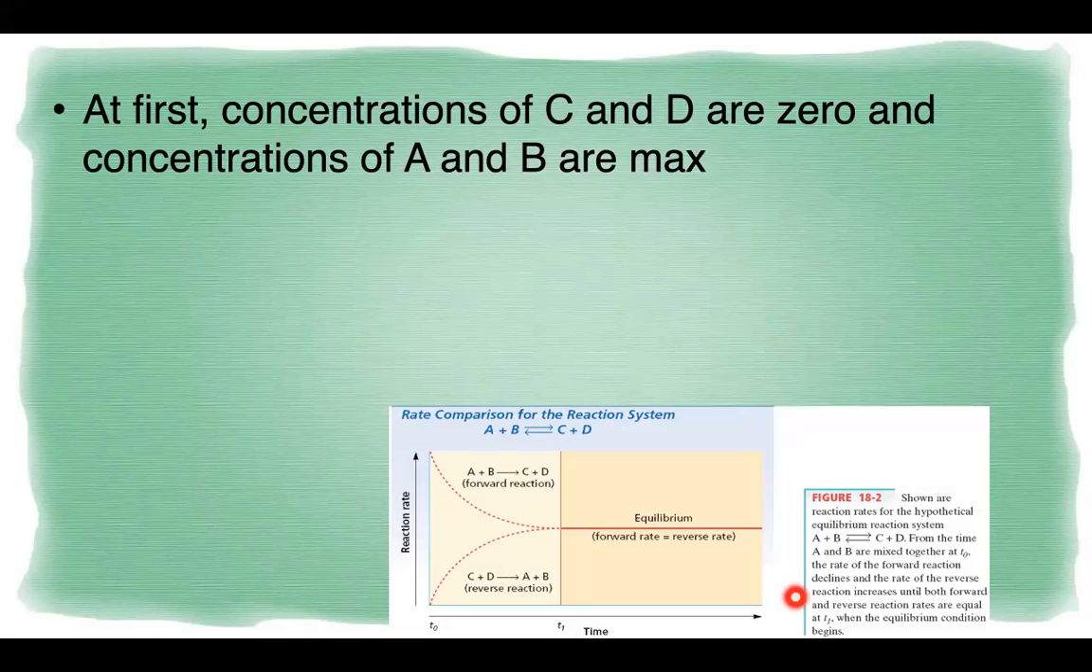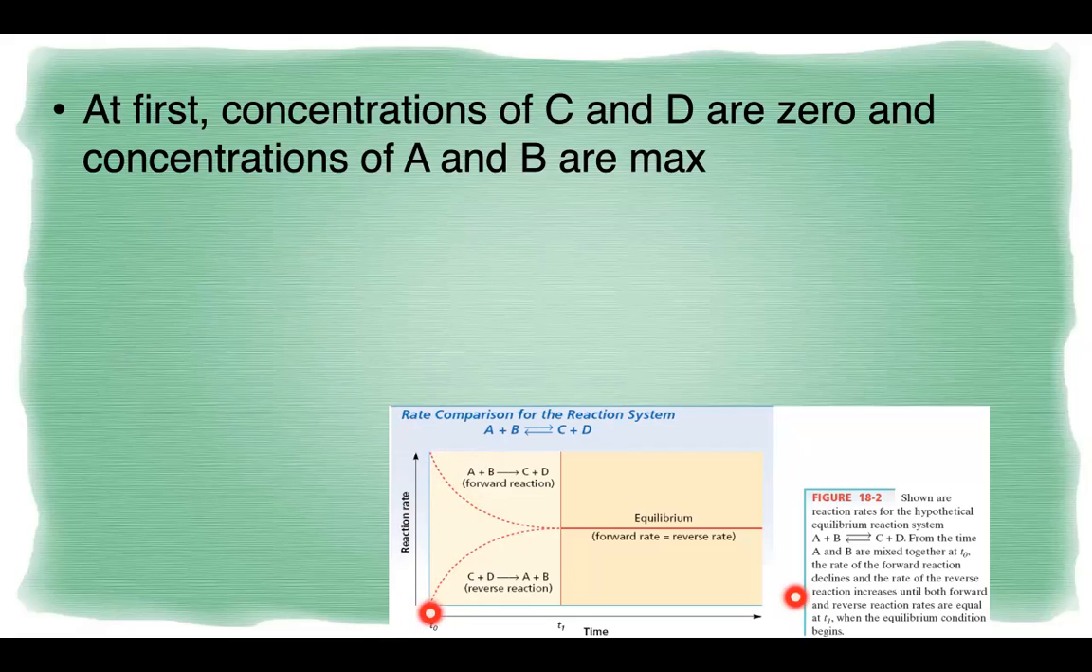Anyway, looking at the graph, I really love this graph as a way to show how equilibrium occurs. We have the forward reaction here and the reverse reaction on the bottom. The forward reaction starts to decrease in reaction rate because the reverse reaction starts to increase. As the forward reaction proceeds, you're using up A and B, and as you use up A and B, the rate, this is the reaction rate on the y-axis, the rate of forward is going to decrease as you use up your reactants.